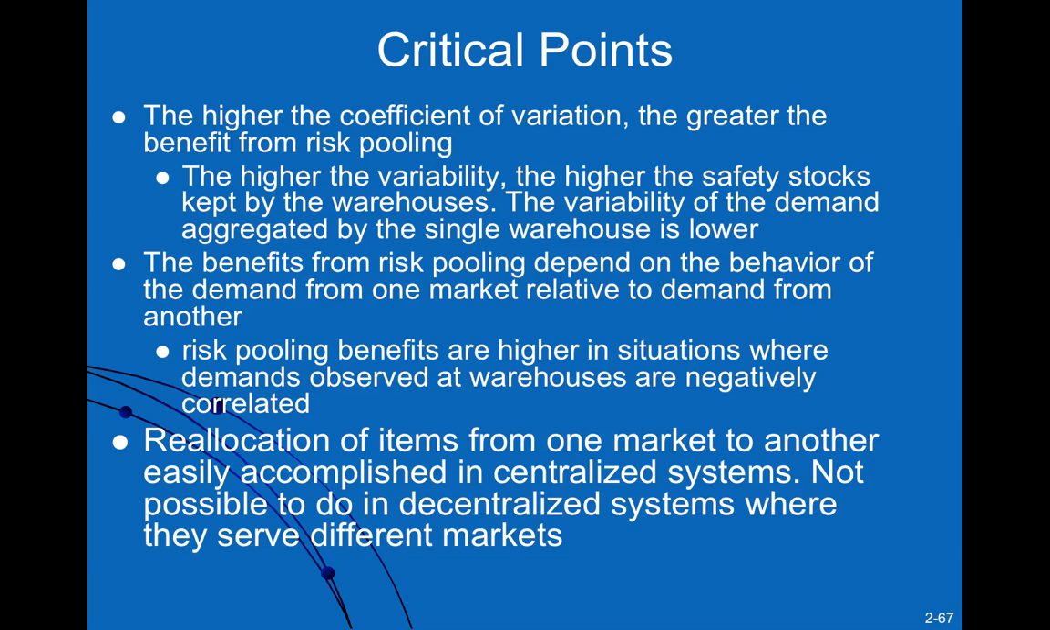All right. The benefit from risk pooling depends on the behavior of the demand from one market relative to the demand from the other, and the benefits tend to be higher if the demands tend to be negatively correlated. Reallocation of items from one market to another is easily accomplished in centralized systems, right? So, for example, if you had two distribution centers, you might decide to close one and move all the products to the other. So you could actually achieve some of the benefits from risk pooling that way.